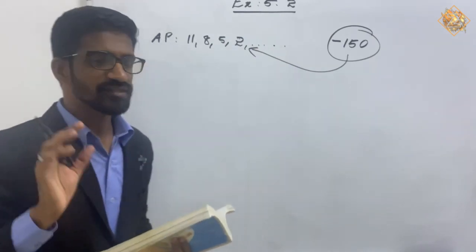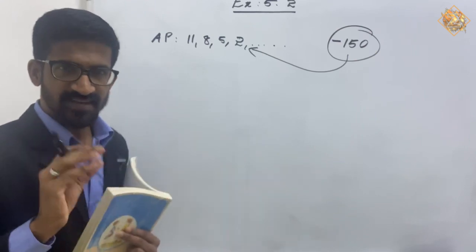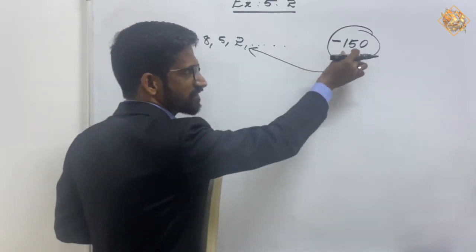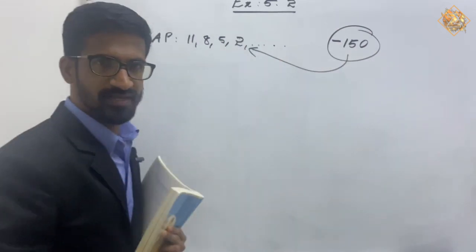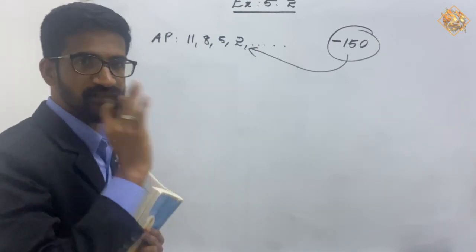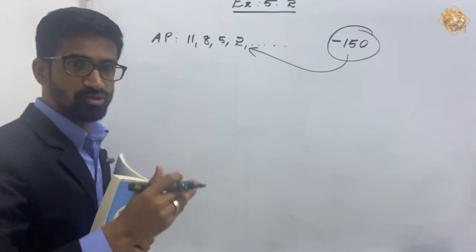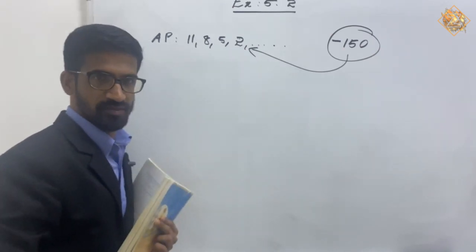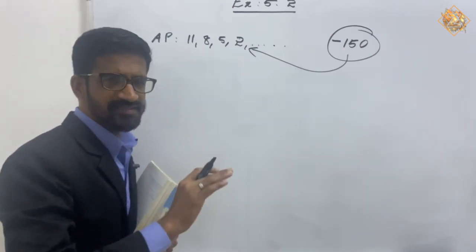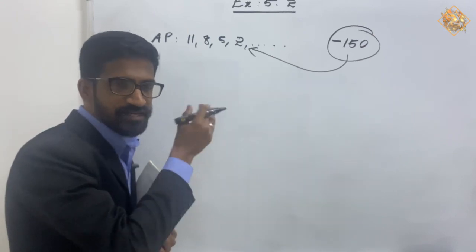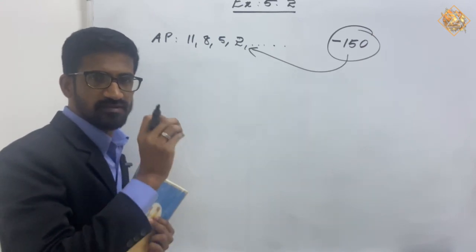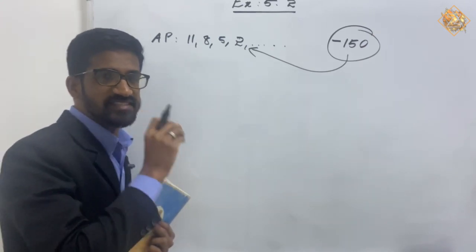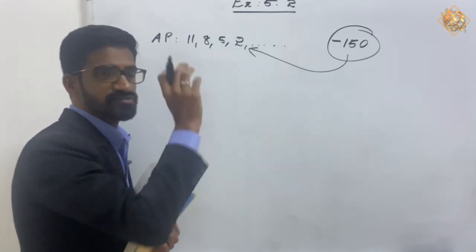So for that, what we will do is, we will first consider, let minus 150 be a term of the AP. And we will find out which term of this AP is minus 150. First we will consider, let minus 150 be a term of this AP, and through that we will find out which term of this AP is minus 150.